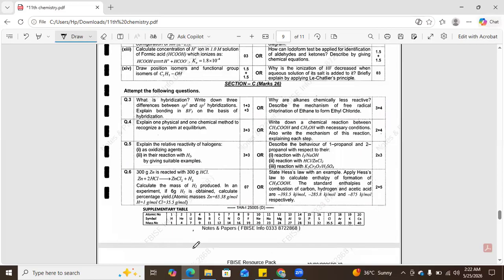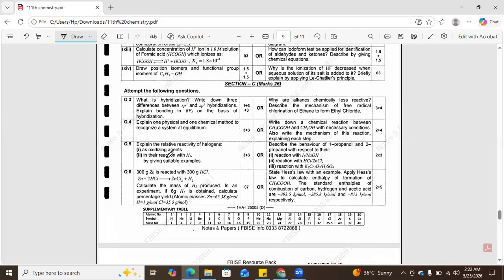What is hybridization? Write down 3 differences between sp3 and sp2 hybridizations. Explain bonding in BF3 on the basis of hybridization. Or option question is, why are alkanes chemically less reactive? Describe the mechanism of free radical chlorination of ethane to form ethyl chloride. Question number 4 is explain one physical and one chemical method to recognize a system at equilibrium. Optional question is write down a chemical reaction between CH3COOH and CH3OH with necessary conditions. Also write the mechanism of this reaction, explaining each step.